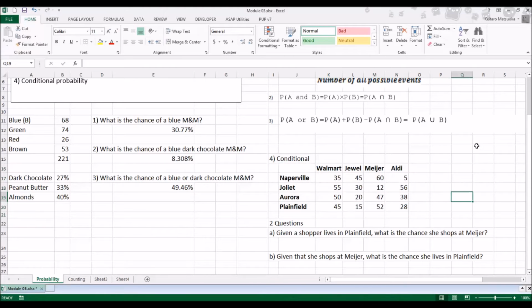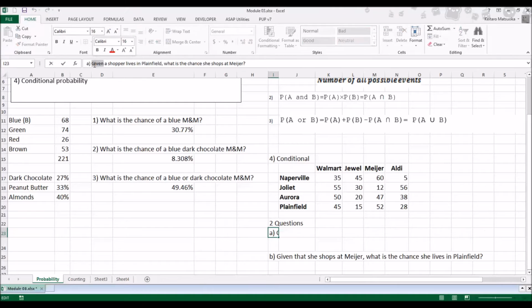And you'll typically be asked two questions. First one is, given the shopper lives in Plainfield, what is the chance that she shops at Meijer? So how do you know this is a conditional problem? Well, because you see the word given. If you see the word given, that means this is a conditional probability. That's the condition. Given what condition? Well, given that the shopper lives in Plainfield.